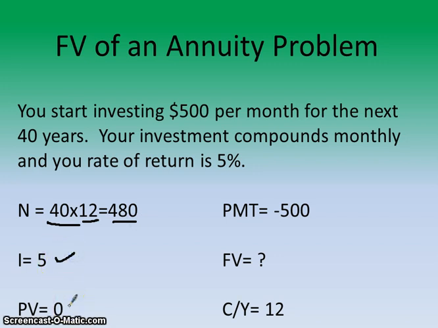Our present value would be 0 because we are not starting off with a dollar amount. We're just making the annuity payment every month. And our payment, we have an outflow of $500 per month, and we're solving for what we are going to have at the end of the 40 years. That's what we're looking for, and our compoundings per year would be 12. So pause for a second, see if you can solve the problem.